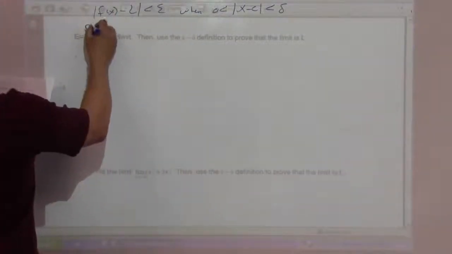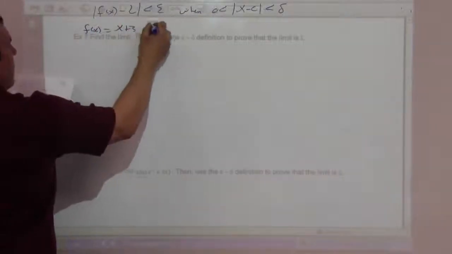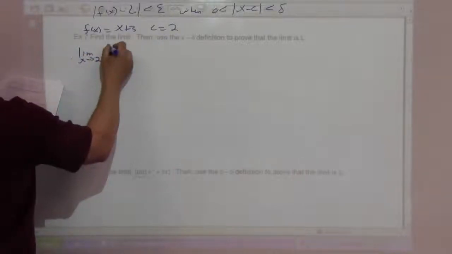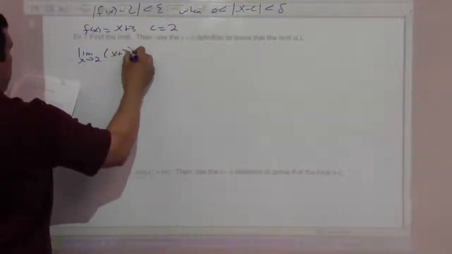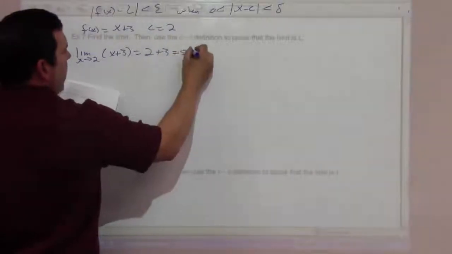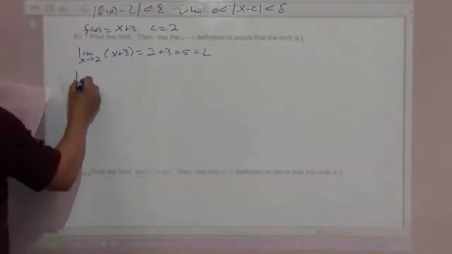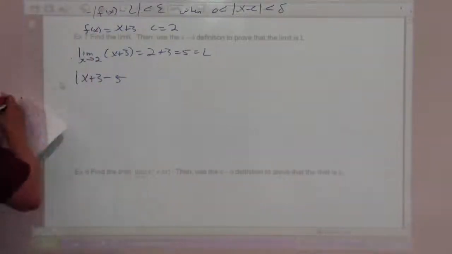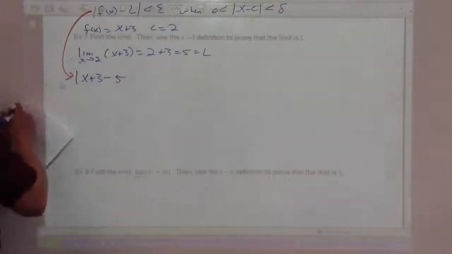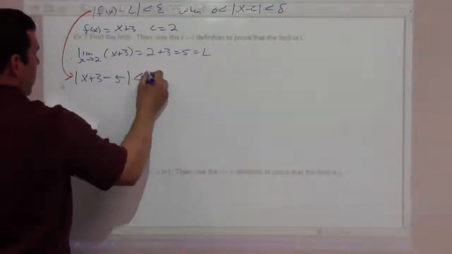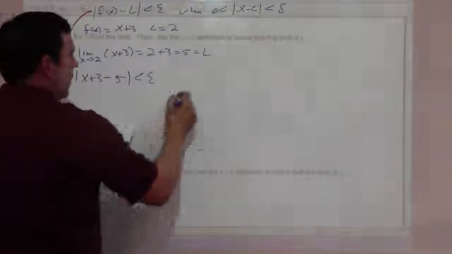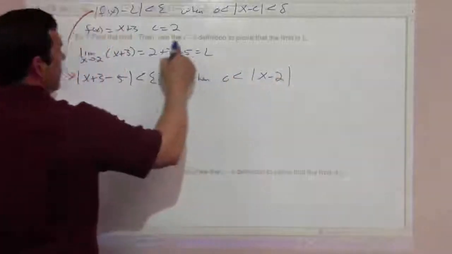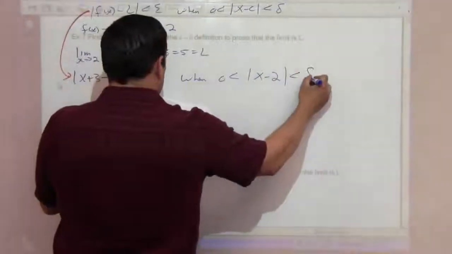Our f of x here is going to be x plus 3, and c equals 2. So the limit as x approaches 2 of x plus 3 is going to be 2 plus 3, which is 5, and that'll be our L. So the absolute value of x plus 3 minus 5, this part here, is less than epsilon when 0 is less than the absolute value of x minus 2, because our c is 2, is less than delta.